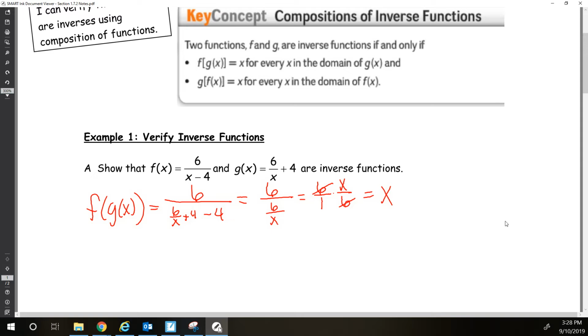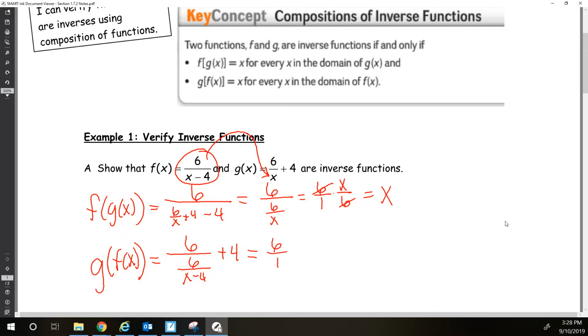Good. That's one direction. I have to show it the other direction too. In other words, I have to plug f of x into g of x. This time I'm going to take f of x, plug it into g of x. So I've got 6 over 6 divided by x minus 4, and then plus 4. So this is 6 over 1 times x minus 4 over 6 plus 4.